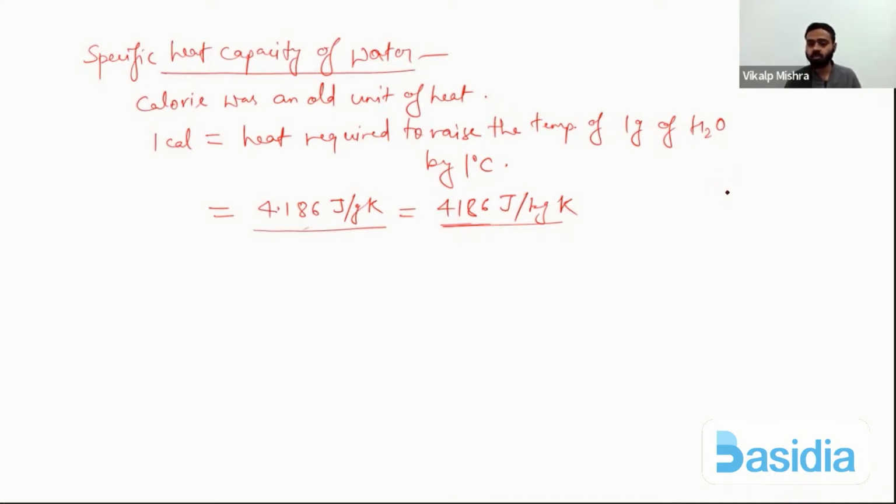But for aluminum, it was 900 joule per kg Kelvin. That means if you give 900 joule of heat to aluminum, its temperature rises by 1 degree Celsius. But to water, you have to give this much heat. That means we can use water as the coolant.